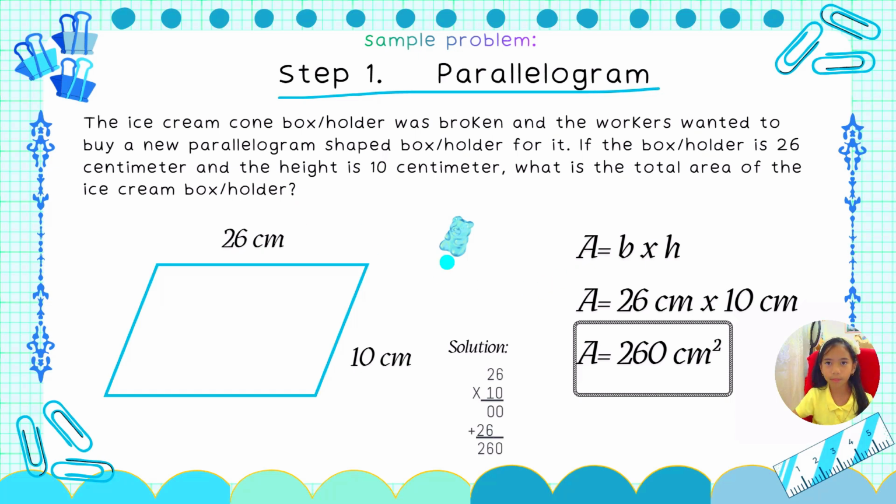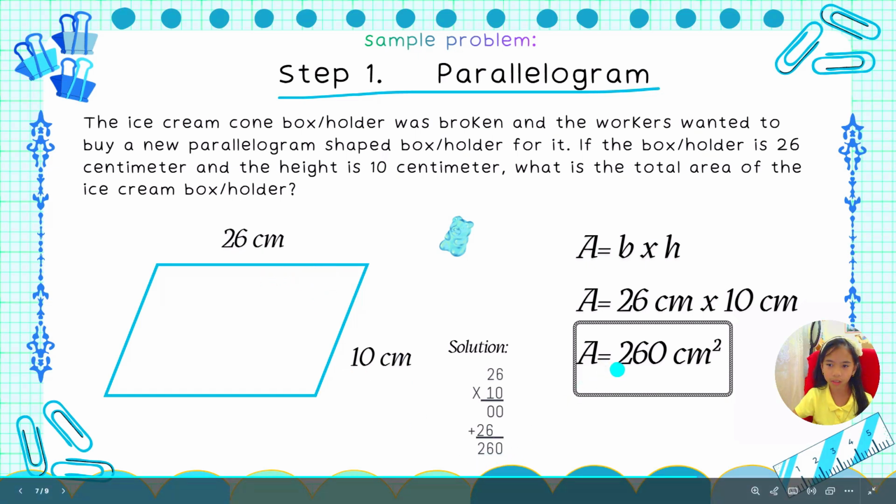So, remember that the formula is area equals base times height. The given base is 26 centimeters and the given height is 10 centimeters. So, 26 times 10 equals 260 centimeters squared. So here's my solution on how I got 260 centimeters squared.